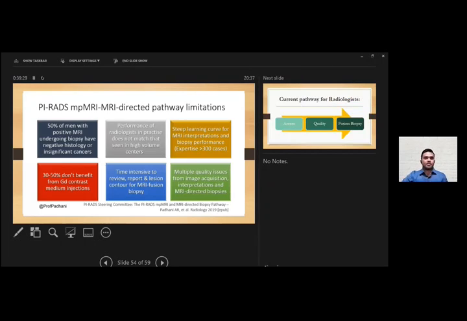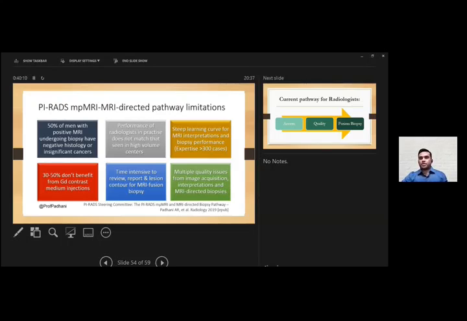This is a slide that I borrowed from Professor Padani. He's one of the major proponents of multiparametric MRI in prostate. So the fallacies or lacunae in PIRADS imaging are: 50% of men who have a positive MRI, a PIRADS score of 3 or more, actually have a negative histology or an insignificant cancer. Also, the performance of radiologists in practice does not match that seen in high volume centers.